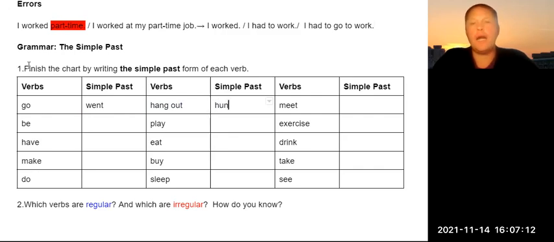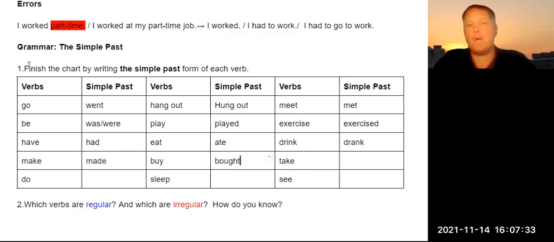Hang out, hung out. Meet, met. Be, was, were. Play, played. Exercise, exercised. Have, had. Eat, ate. Drink, drank. Make, made. Buy, bought. Take, took. Do, did. Sleep, slept. See, saw.